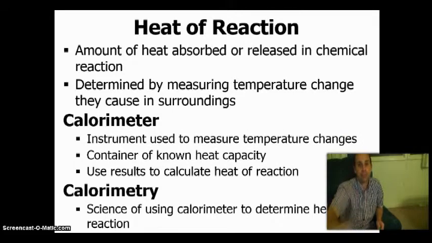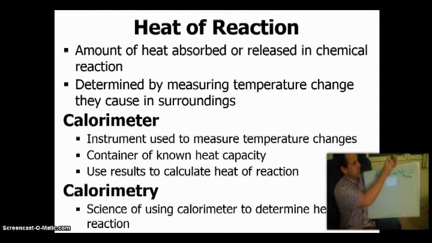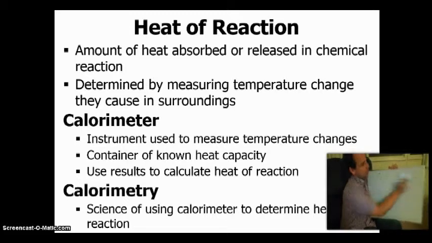All right, the heat of reaction is a term for how much energy is either required or released as the reaction occurs. Okay, and that's one of the main things that we want to get out of this chapter, the second half of this chapter here.